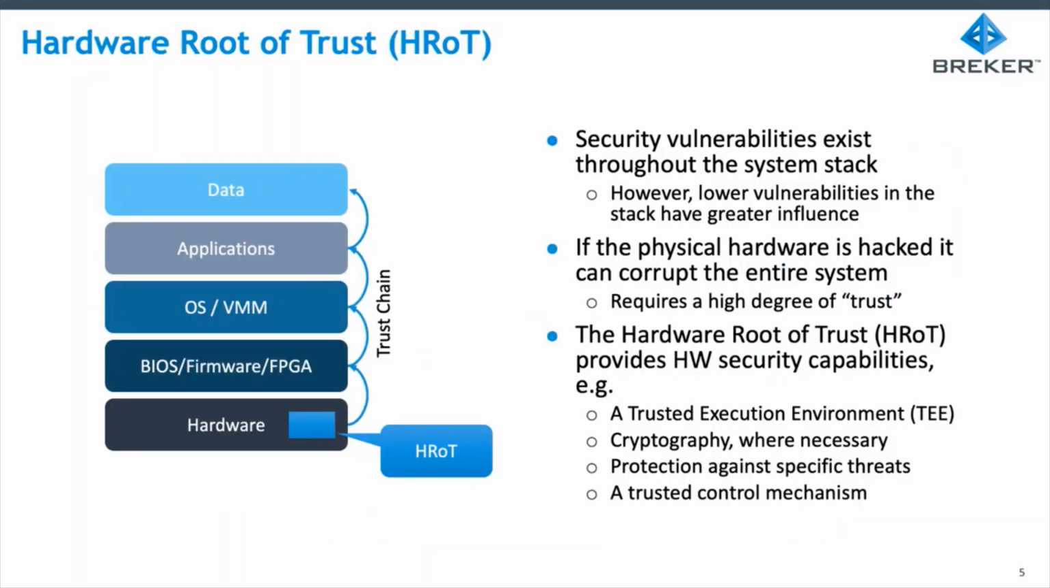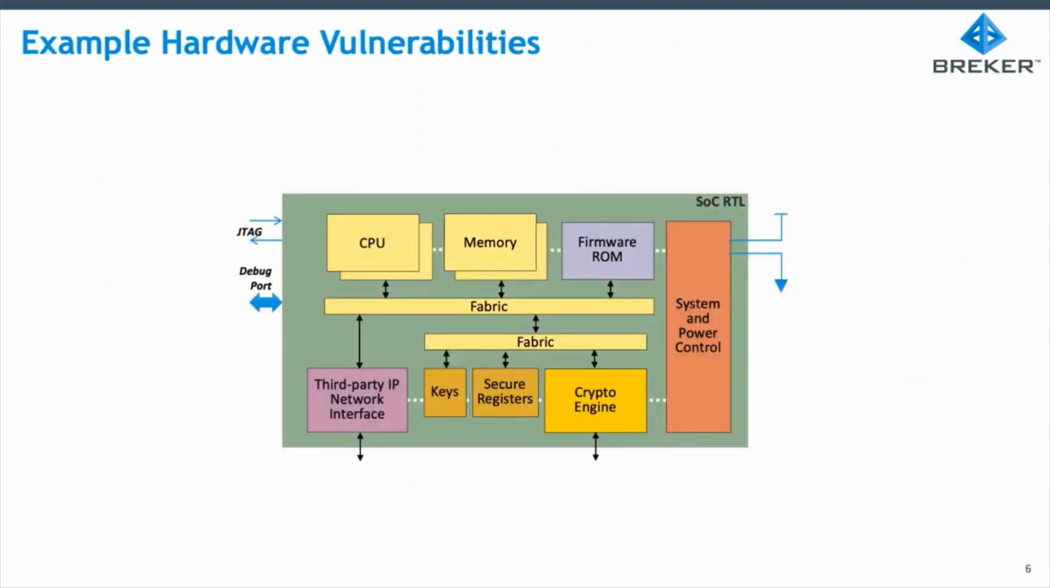If we look at a system today, a software stack built on top of hardware, we can see that vulnerabilities can exist throughout the entire stack. In fact, the lower down the stack you go, the greater the vulnerability for the whole system is. So it's absolutely critical that the physical hardware at the base of the stack can be fully trusted. Various capabilities can be built in the hardware to protect it from vulnerabilities, and we refer to some of these capabilities as the hardware root of trust, or HROT. These might include a trusted execution environment that protects various areas of the SoC from hacking, cryptography, secure boot systems, and other mechanisms that make sure the hardware is fully secure.